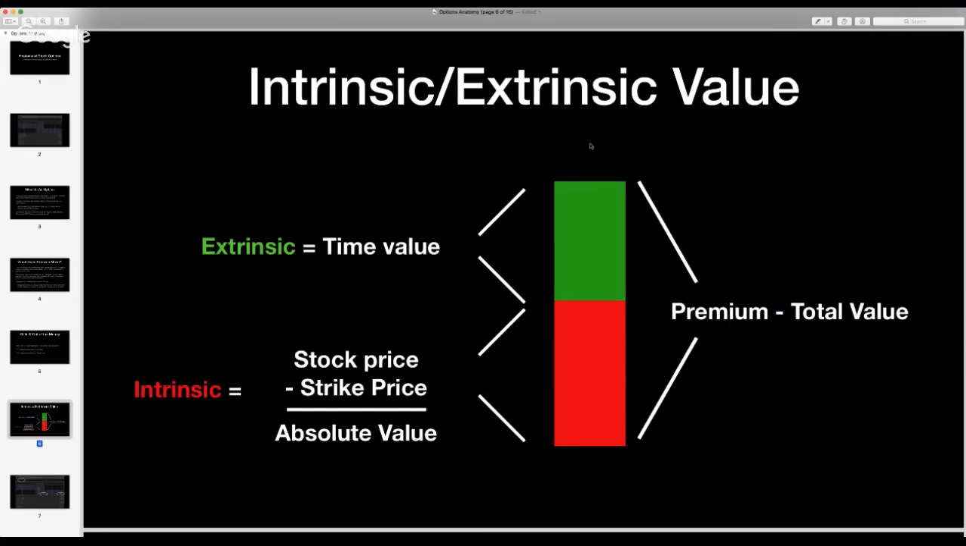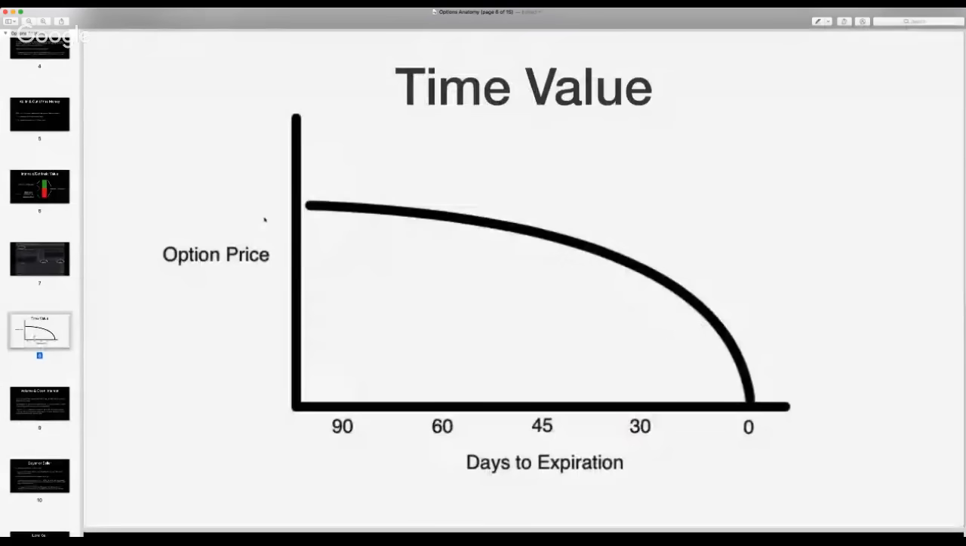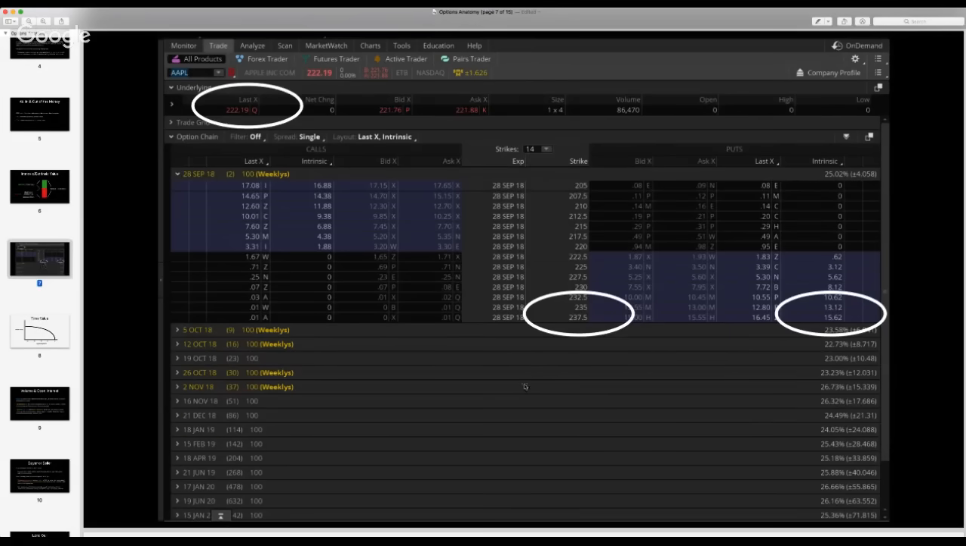But before that, it has value, and that time value changes. It changes over time, but it decays as you get closer and closer to expiration, and that's what this is showing. This is actually the extrinsic value, decaying over time until you get to expiration. Again, I didn't show the intrinsic here. This is the difference between strike and stock price. But that's an important point.